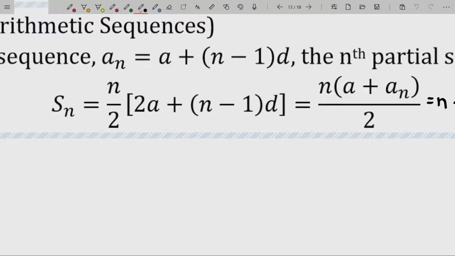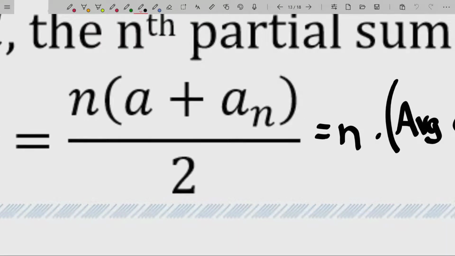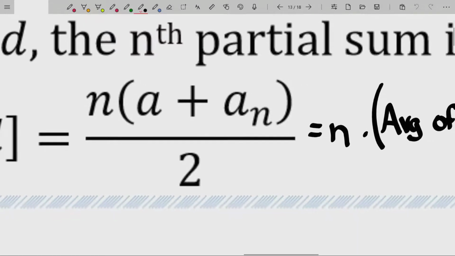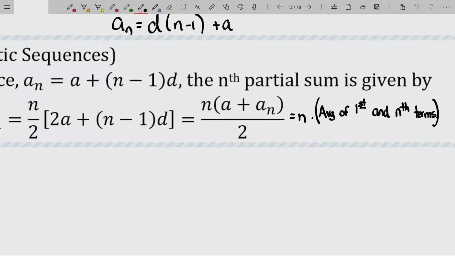So there's a lot of things going on here. I almost always just use this one: (a plus a sub n) divided by 2, so the average of the first and last term, times the number of terms you're looking at. The reason why I like that is just because it's easier to remember.